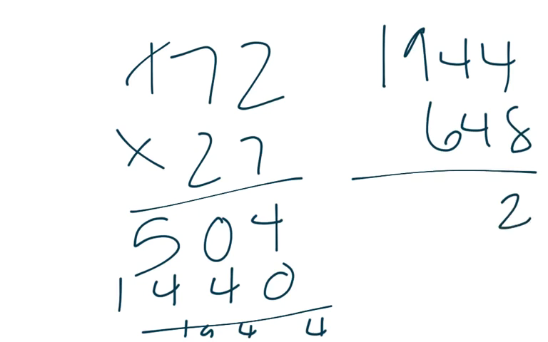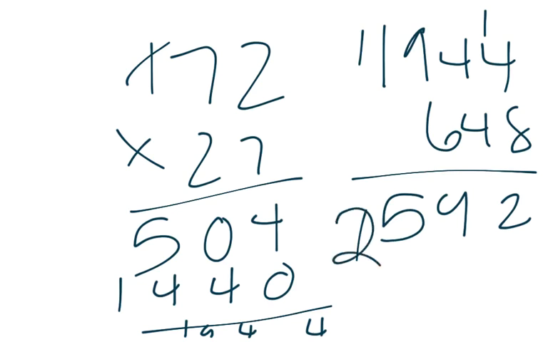8 plus 4 is 12. 4 plus 4 is 8 plus 1 is 9. 6 plus 9 is 15. Carry the, oh, that would be a 2. So 2,592 feet cubed. Okay, let's move on.